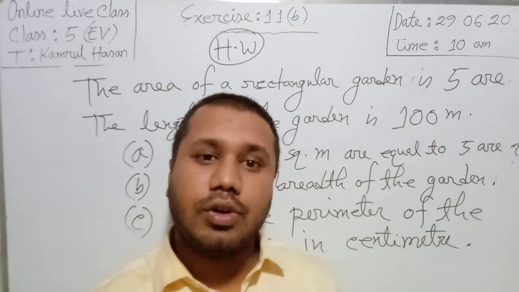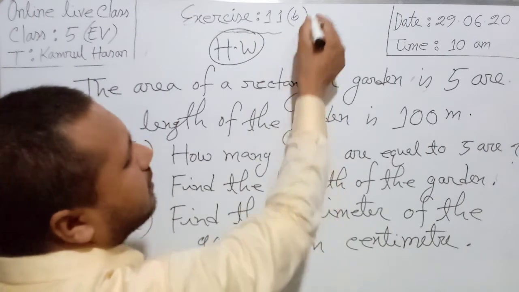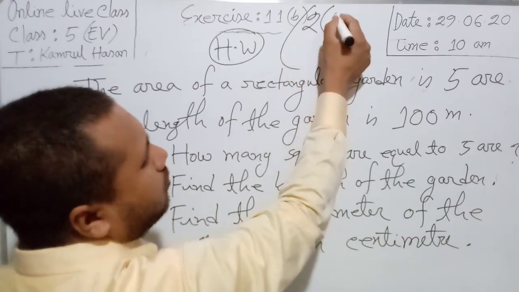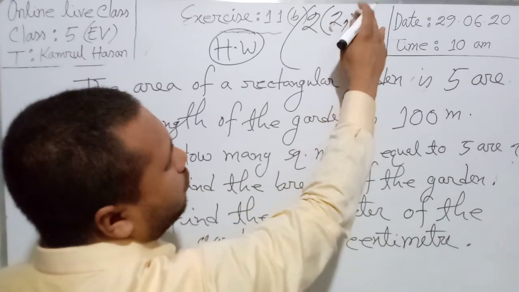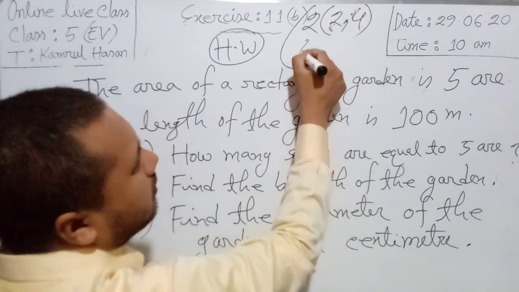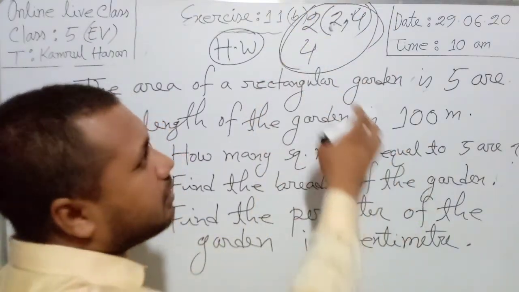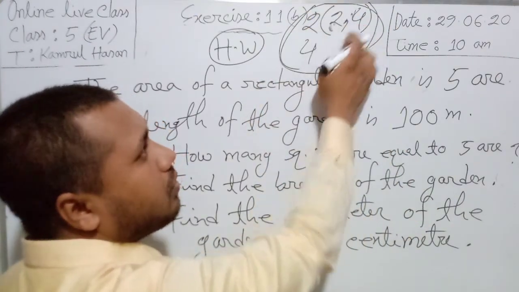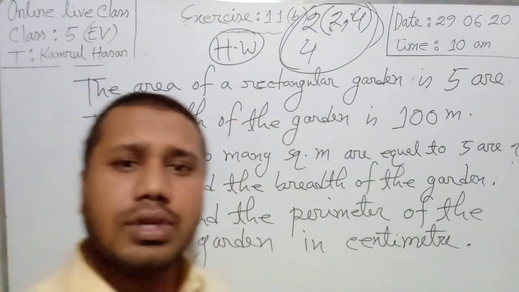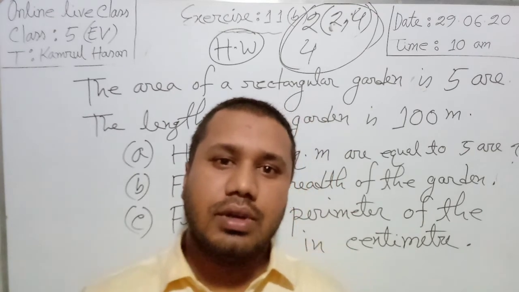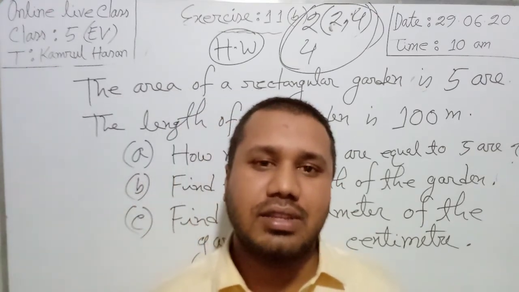Clear? So dear student, what is your homework? This creative question, this one is your homework, and another, problem number 2, 4 and problem number 4. This is exercise 11B. Exercise 11B, problems 2, 4 and number 4, and this creative question, this is your homework. I think you will be able to solve it by applying this formula.